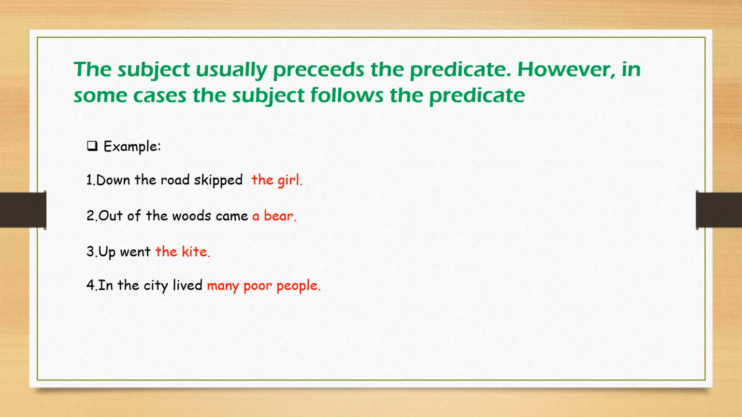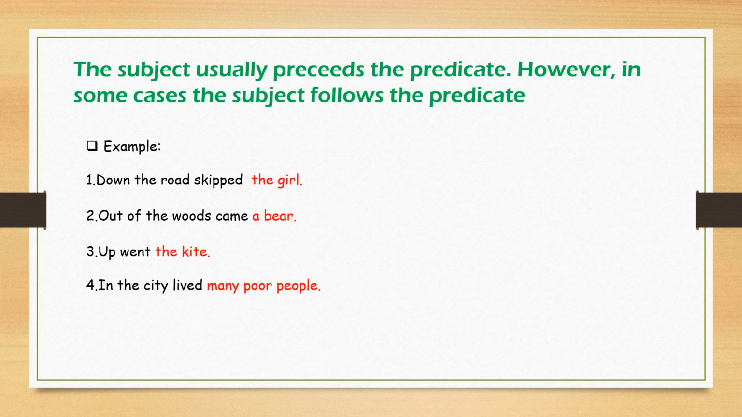In the second example, out of the woods came a bear. Who came out of the woods? A bear. How it came? Out of the woods. So a bear, we are speaking about a bear. So it is the subject, and came out of the woods is talking about a bear. So this part becomes the predicate.